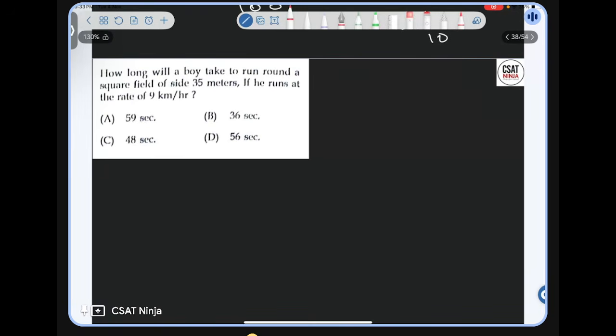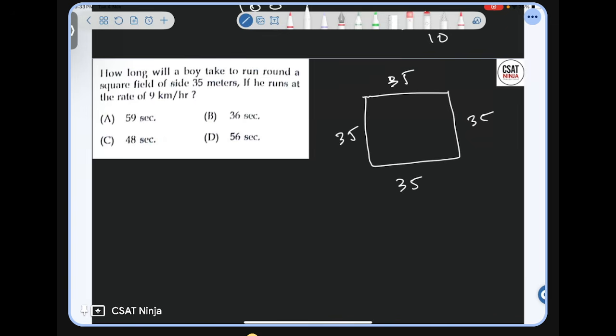How long will a boy take to run around a square field of side 35 meter? So if you have a square field of side 35 meter, 35, 35, and 35. Let's say this is the starting point. If you are starting from here, you will be running around like this, and you will reach the final point there. If he runs at the rate of 9 kilometer per hour, can I say speed is 9 kilometer per hour?